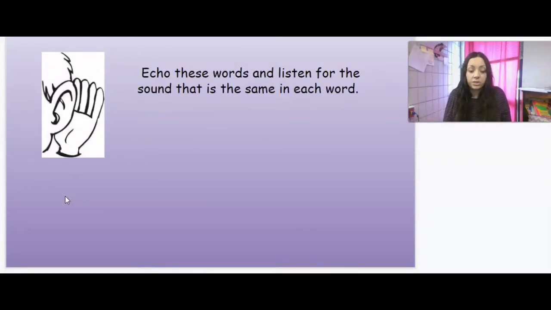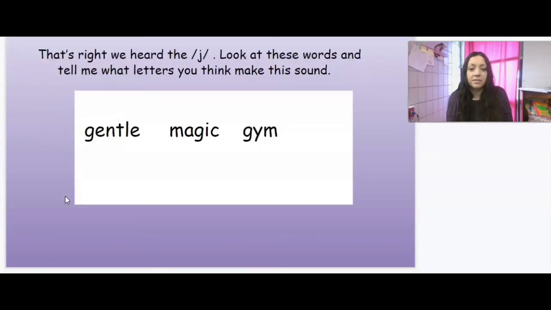All right, guys, so you're going to echo these words and listen for the sound that's the same in each word. Are you ready? Gentle, magic, gym. Gentle, magic, gym. That's right, we heard the J sound.